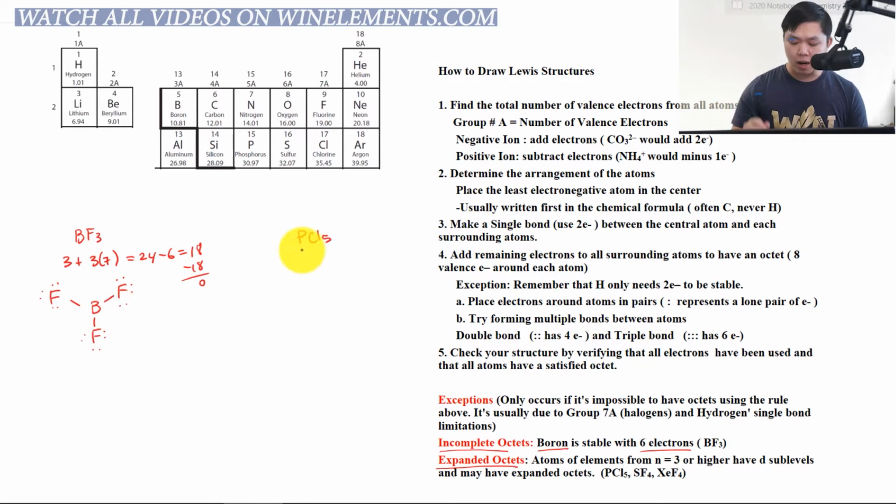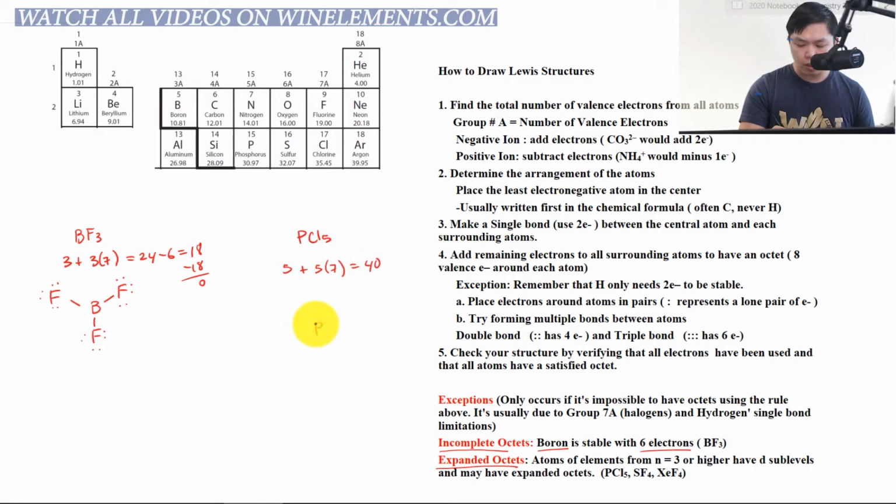Now let's go to the expanded octet. We have PCl5, which is phosphorus pentachloride. In this case, P is 5, and Cl, there are 5 of them times 7. 7 times 5 is 35 plus 5. That's 40 total.